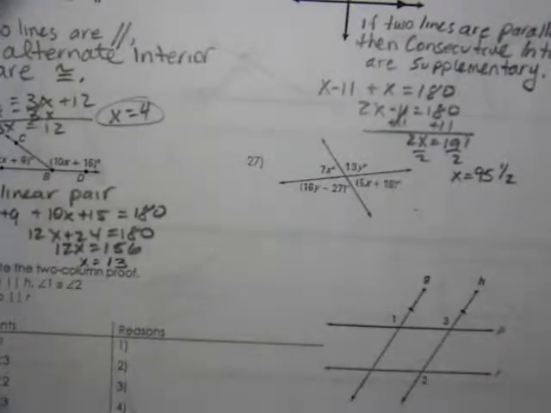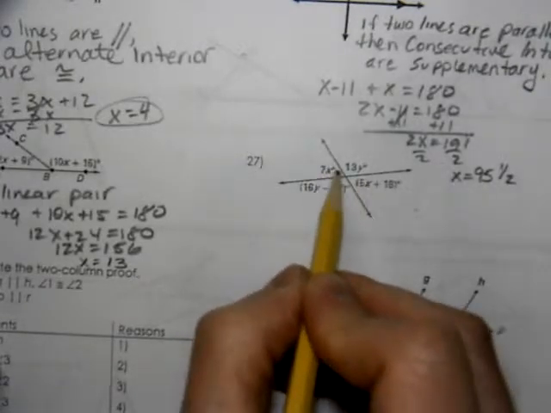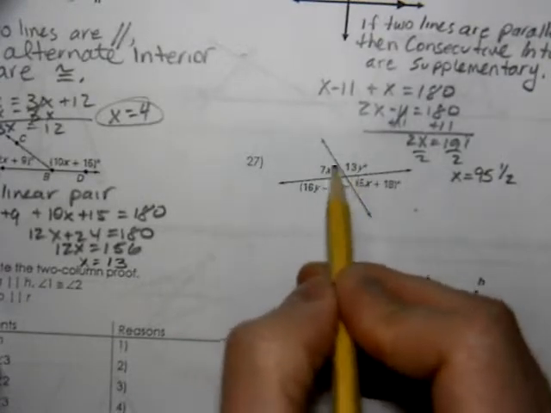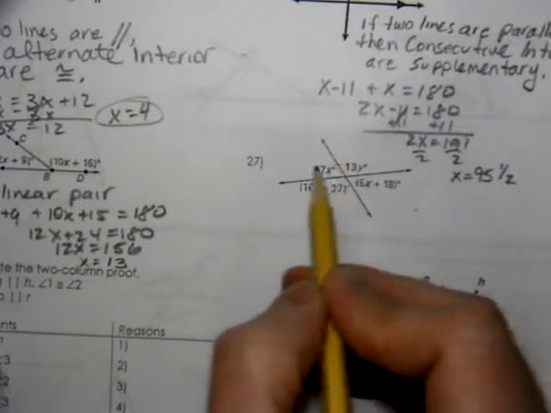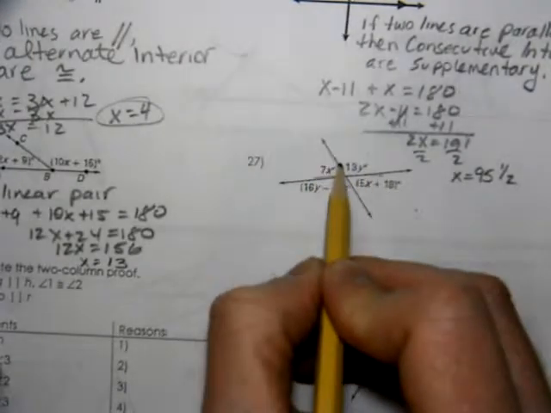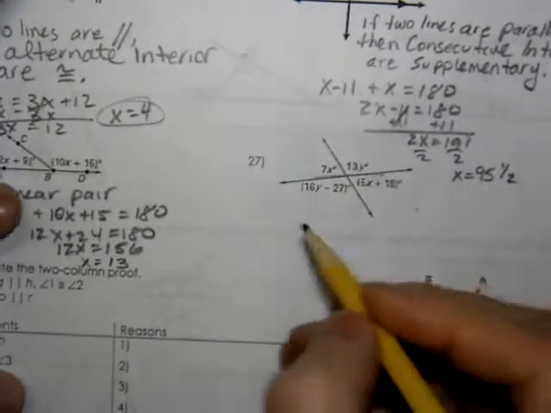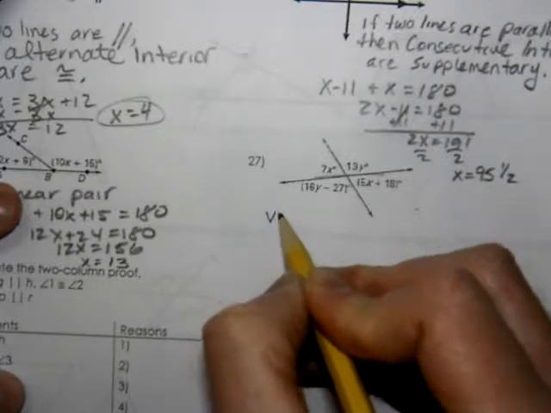Number 27. What's tricky about this one is you need to really look at the picture and figure out where the variables are that you're working with. The x's on opposite sides are not next to each other. Maybe you'd call it a cross. Notice how this makes a big X, and they're on opposite sides of this big X. They are vertical angles.